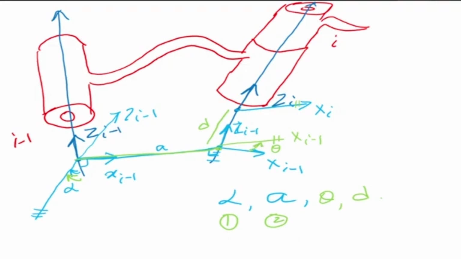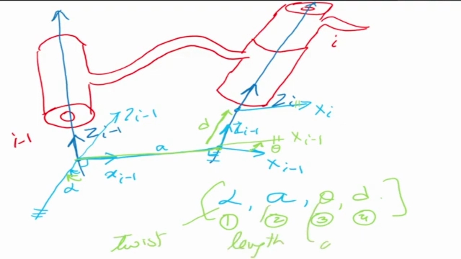And this is my third transformation. And the fourth transformation is I move the origin up by a distance d. So essentially we have four transformations: alpha, a, theta, and d. This is called the twist angle. This is the link length. This is the joint angle, and this is my offset distance. This is something we saw in the last class.